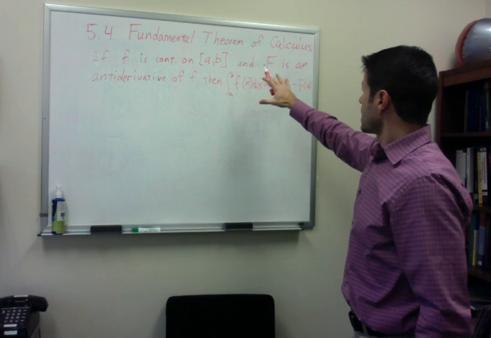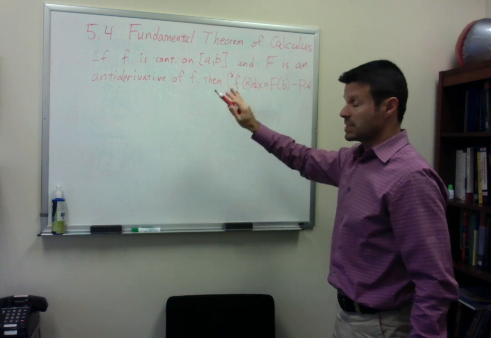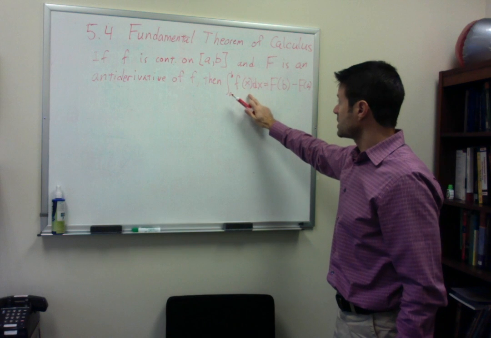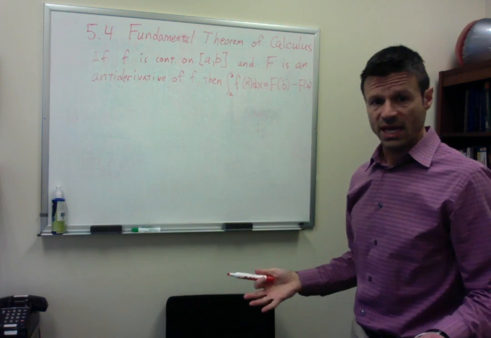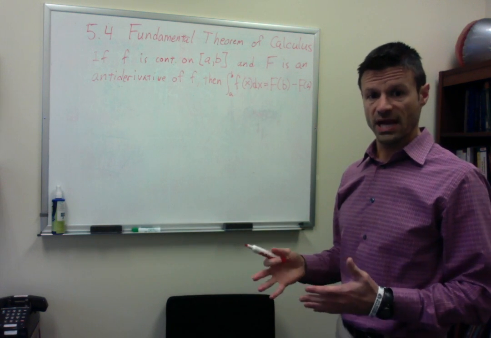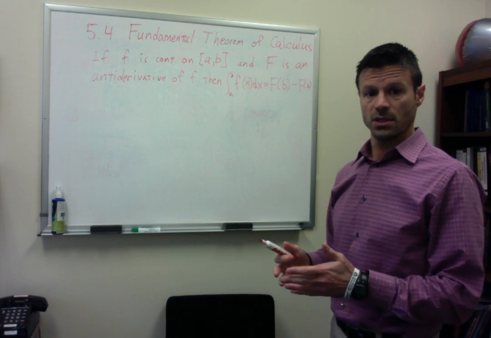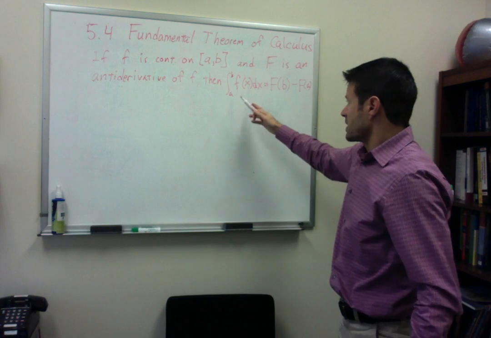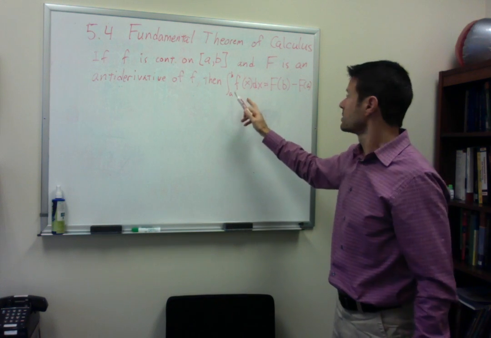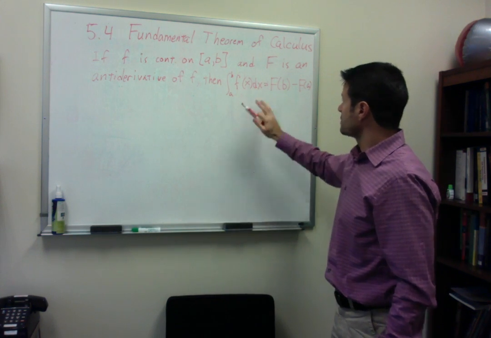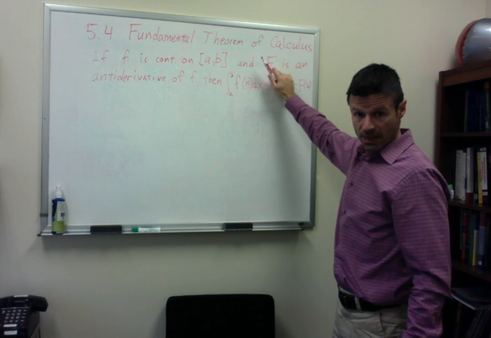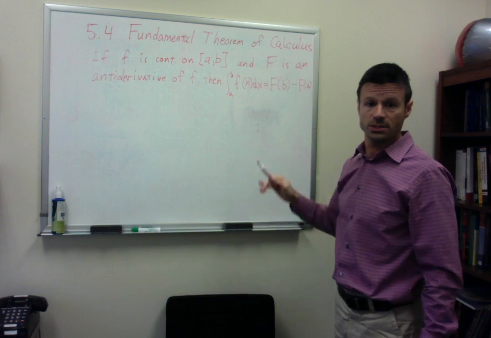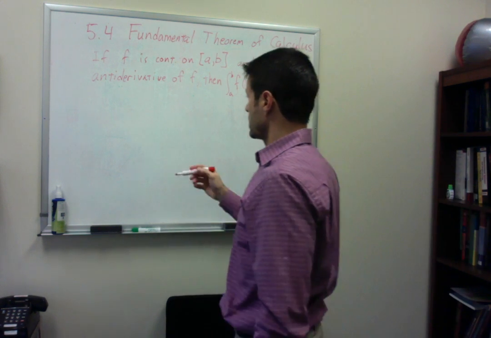So if capital F is an antiderivative of our function f, then computing this definite integral, which you can think of as area under a curve of f between a and b if f is a non-negative function, or more generally, just to compute it, it's a simple matter of finding the antiderivative F, and then evaluating at b, evaluating at a, and then subtracting the two. Okay, so let's look at an example.